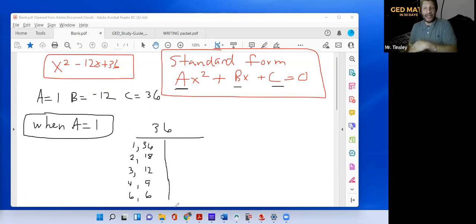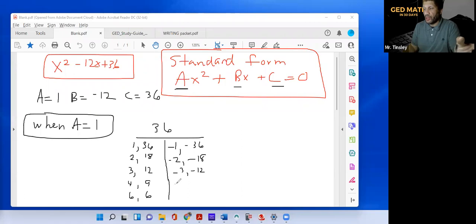On the other side, we're going to change the signs of both numbers. So instead of 1, we're going to have -1. Instead of 36, we're going to have negative 36. Why? Because if you multiply 2 negatives, you will also get a positive. So -2 and -18, -3 and -12, -4 and -9, and -6 and -6. Okay, Mr. Tinsley, wow, that's a whole lot of work to find.